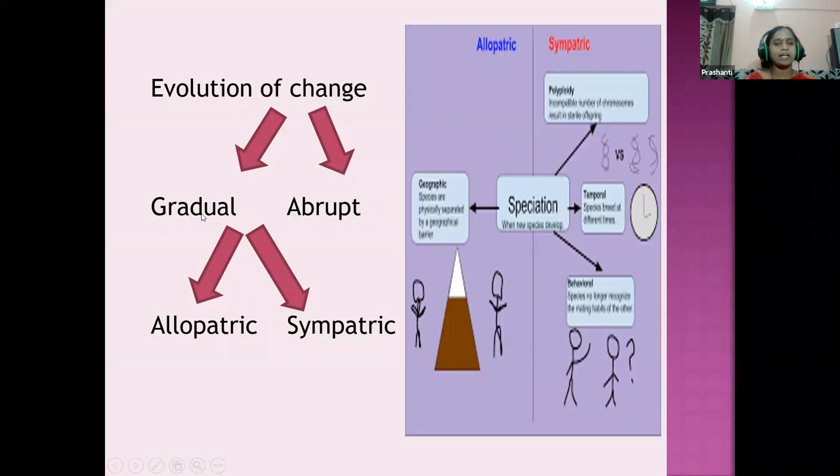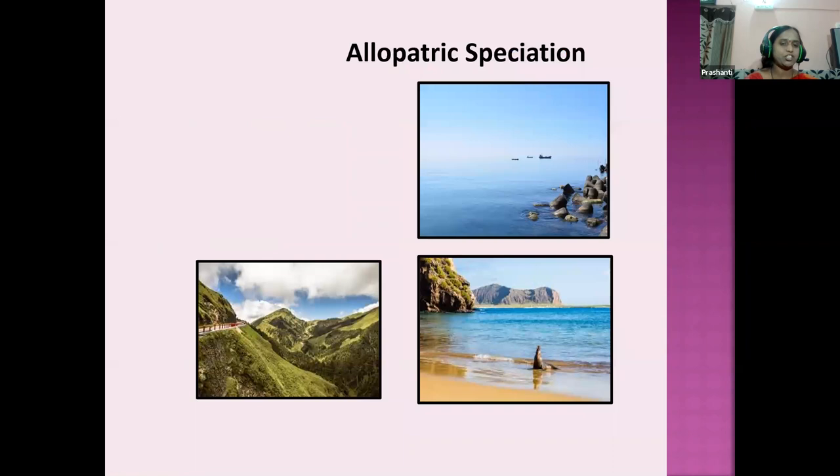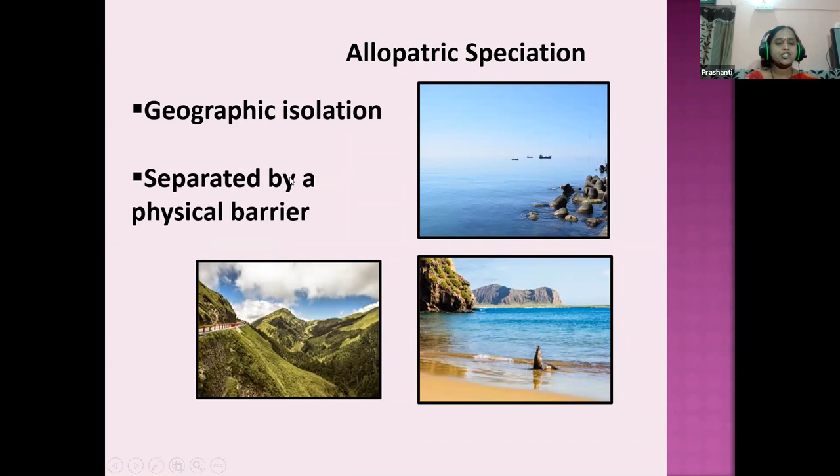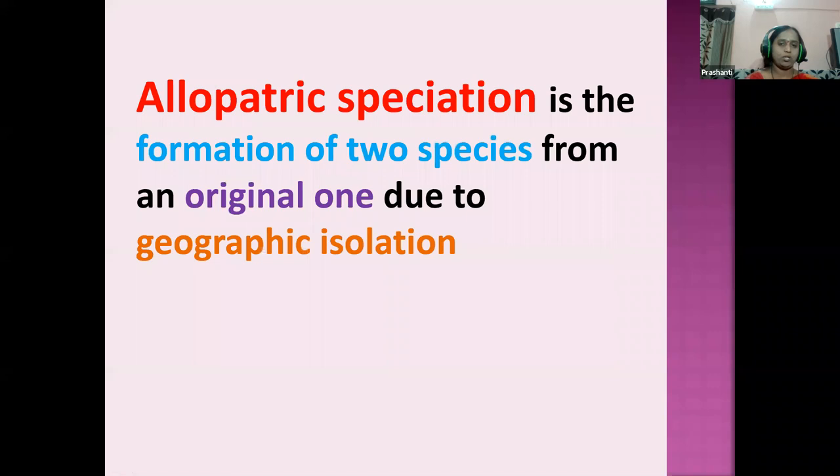When you take gradual, it is a very slow change. This includes both allopatric and sympatric speciations. Allopatric speciation is due to geographic isolation. That is, they have been separated by a physical barrier, might be a river, a mountain valley or an island, etc. By these barriers, they have been completely isolated, and this gives rise to two species from an original one due to geographic isolation.